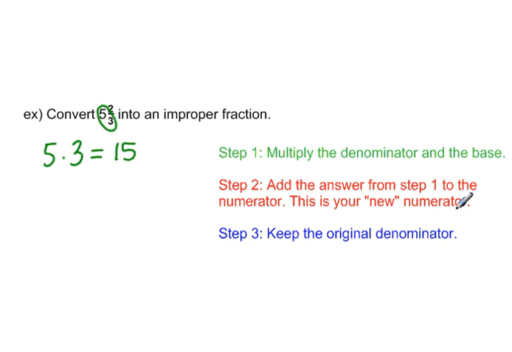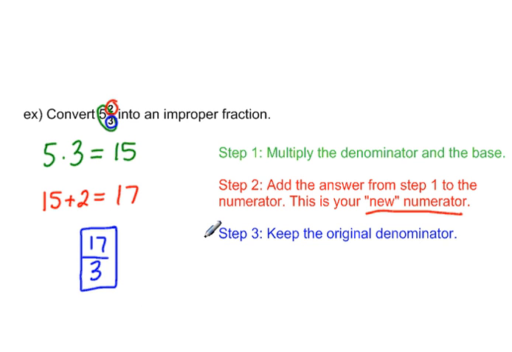Alright, step 2 says add the answer from step 1 to the numerator, and this is my new numerator for my answer. So the numerator in the problem is 2. I'm going to add that to my answer from number 1. So I'll write 15 plus 2. That is 17. Here's the numerator for my answer, my new one. Step 3, this is the easiest part. Keep the original denominator. Original denominator is 3. So that remains my denominator for the answer, and my new numerator, which is 17, will go up on top. So 5 2/3 written as an improper fraction looks like 17/3.